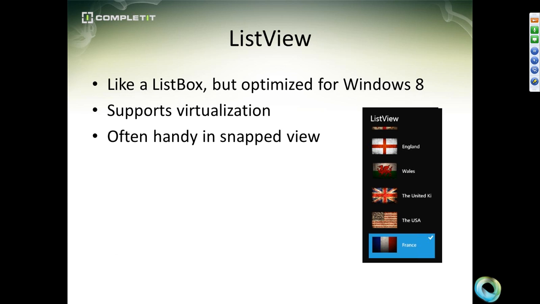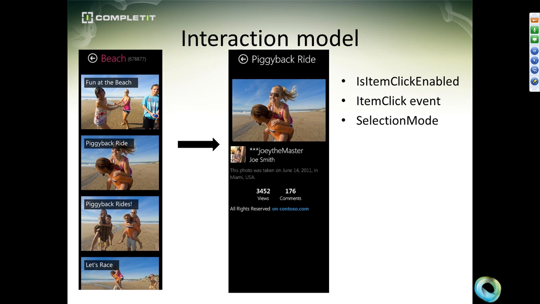This list view is very handy in the snapped view. If you remember the first demo that I gave, which was the empty grid view sample, it was actually using a list view when moving the application to the left or the right, so in the snapped state. I changed my application layout from a grid view to a list view in snap state. Now we can interact, of course, with the items inside of that list view. There is an item click event, which we can use to see which item was clicked. There is a selection mode, which we can specify as none, single or multiple, and then we can enable or disable the clicking.